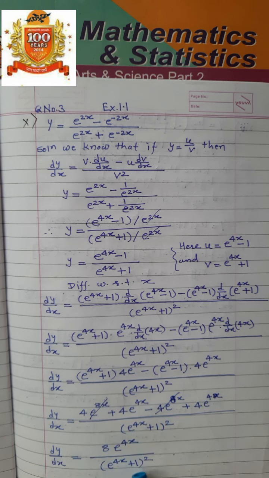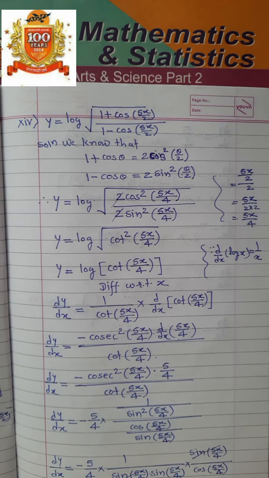In this way, we get dy by dx is equal to 8 e raised to power 4x upon e raised to power 4x plus 1 bracket square. In this way we can solve this sum. Now let us see 14th sum.